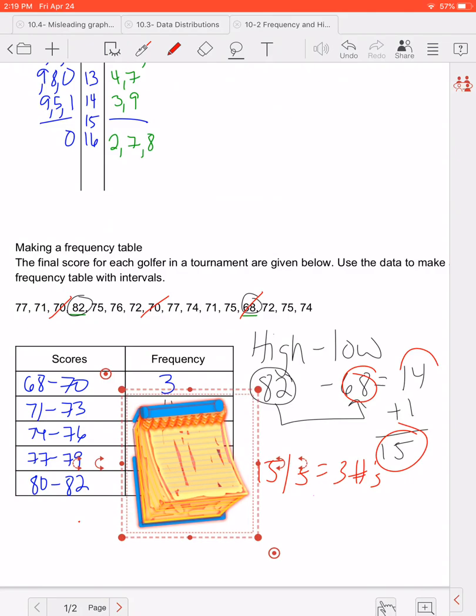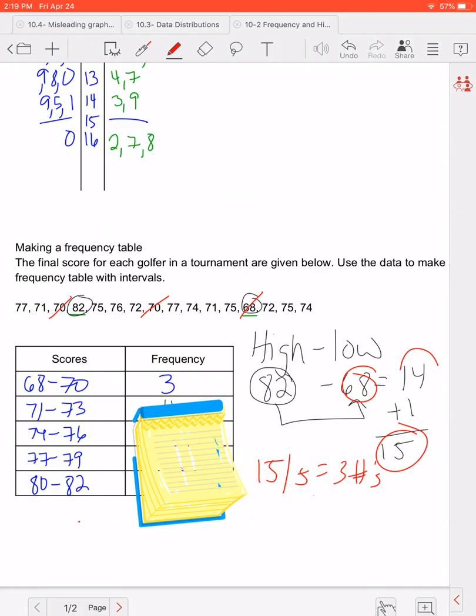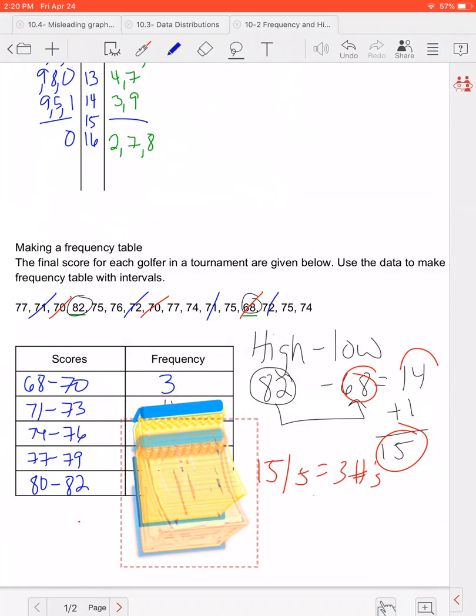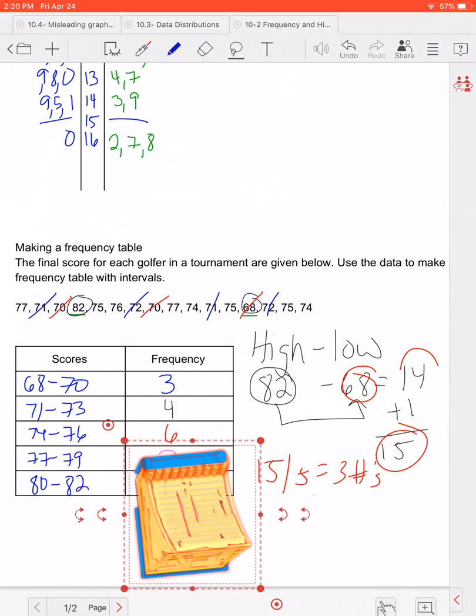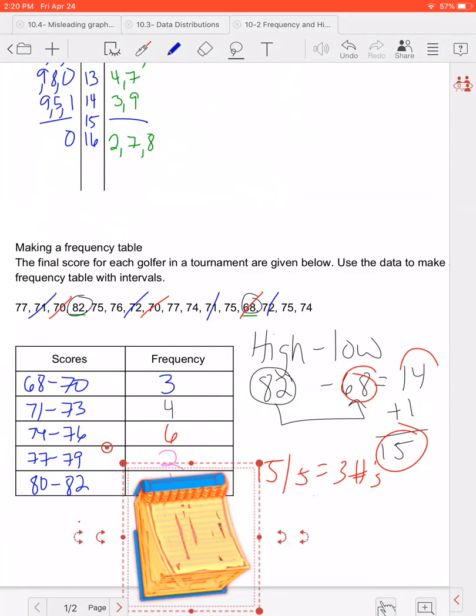And if I count 71 to 73, there's a 71. I'm going to do it in a different color here. There's a 71, there's a 72, there's a 71, a 72, and there's no 73s. So there's 4 numbers to go with, okay? And I would do the same thing for 74 to 76, and there are 6 numbers between there. 77 to 79, there's 2 numbers there.